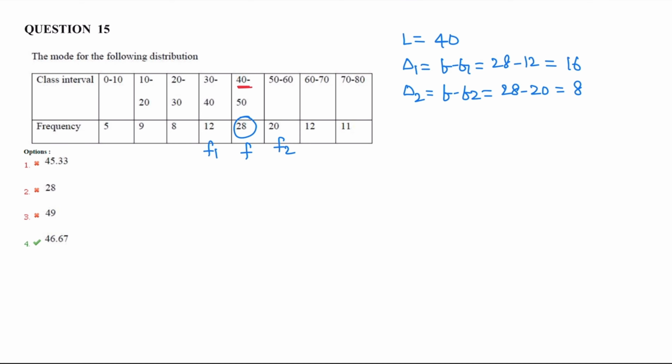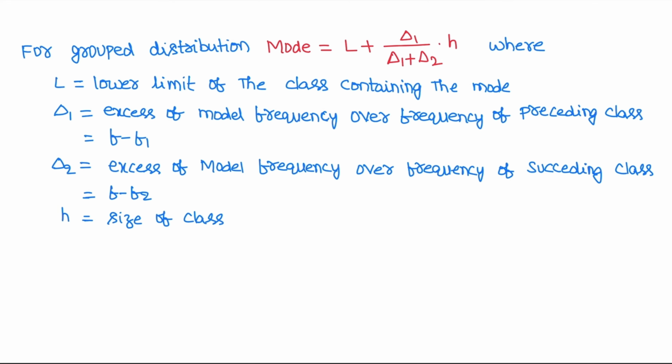H is the size of the modal class. Size of the class 0 to 10 difference is 10, 10 to 20 difference is 10, 20 to 30 difference is 10. Likewise 70 to 80, 60 to 70 difference is 10. The size of the modal class is H, and the value of H is 10. Now we need to calculate the mode for a grouped distribution using this formula.